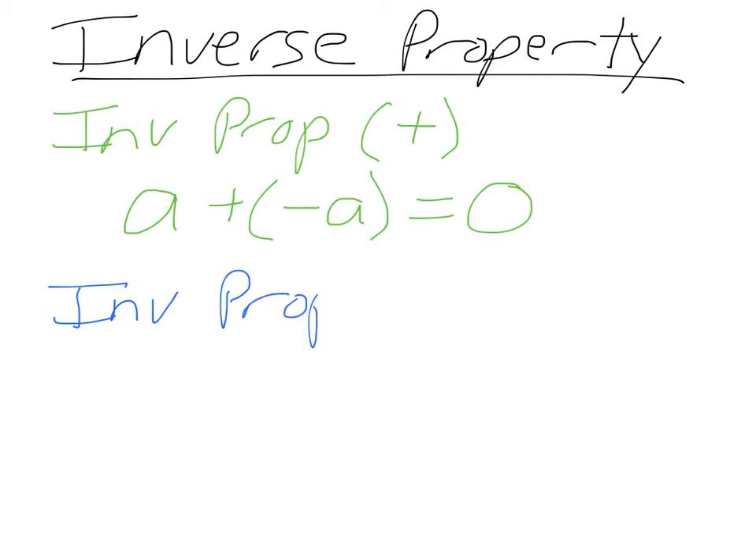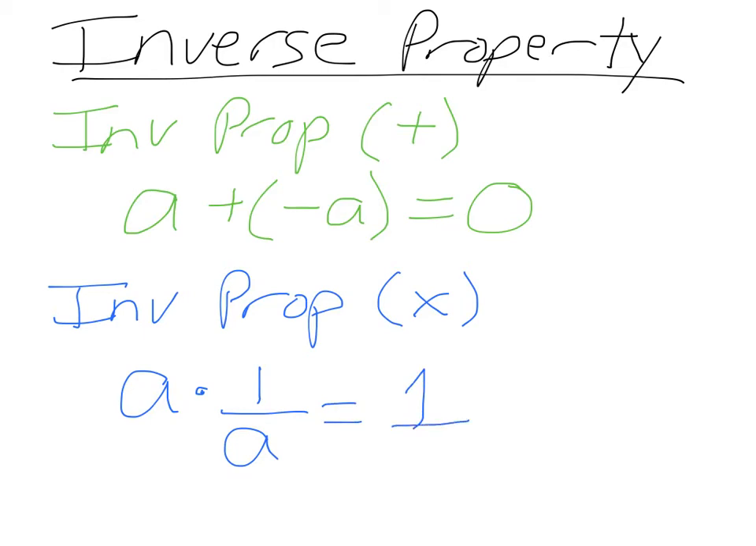The inverse property of multiplication says if I take a number and I multiply it by the multiplicative inverse, I end up with 1. So that's kind of just another property I thought I'd throw out there to you, known as the inverse property.